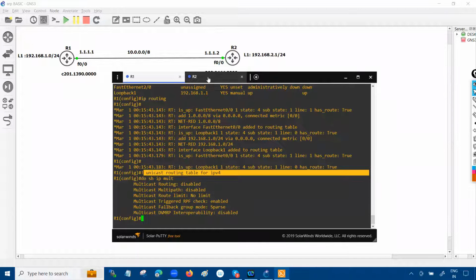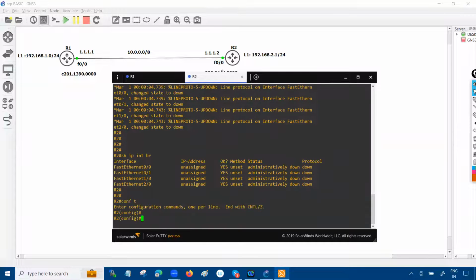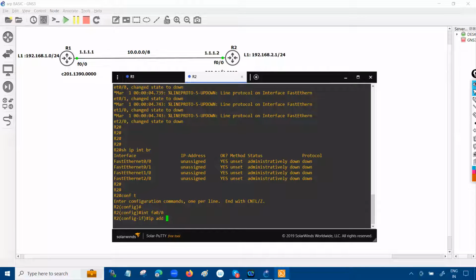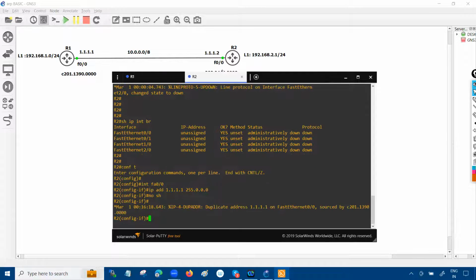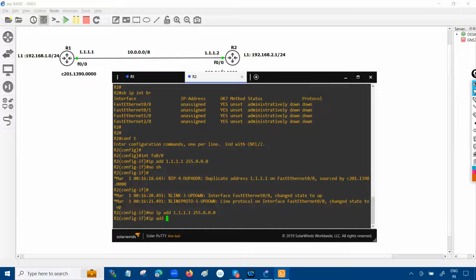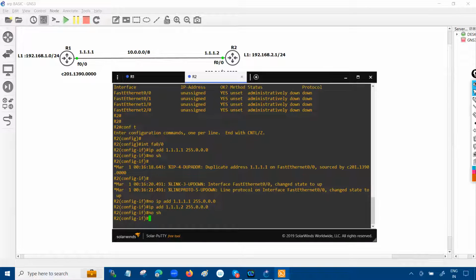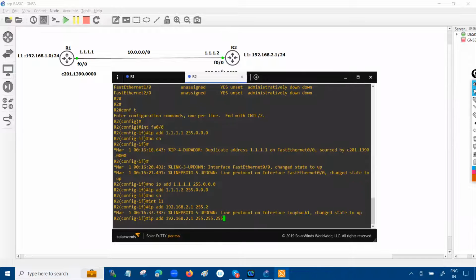Same thing, let's do the configuration on router number 2 as well. On router number 2, I'll just configure interface 0/0. The IP address will be 1.1.1.1/8. And same with the loopback, we have interface loopback number 1. Okay, also a duplicate IP address, let me remove it. I'll say the IP address will be 1.1.1.2. No shutdown. Interface loopback number 1, IP address will be 2.2.2.1/24.